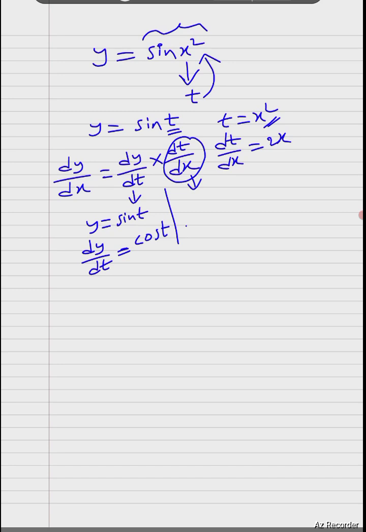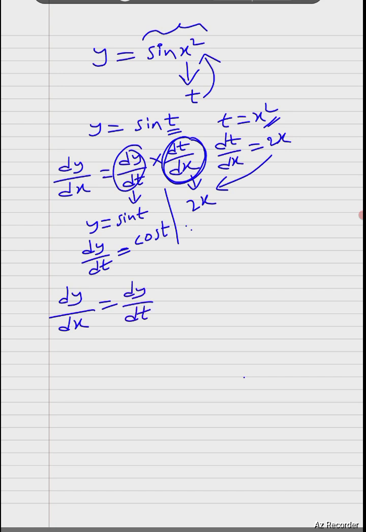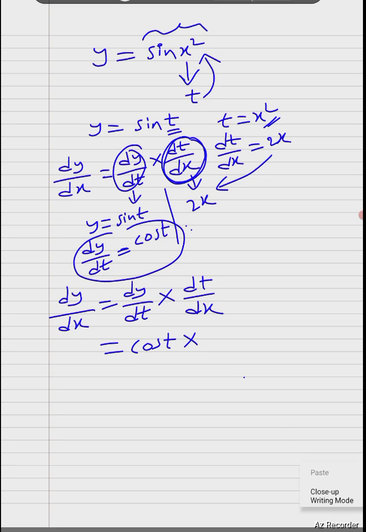Okay. Now I have the value of dy by dt. I have the value of dt by dx. What is dt by dx? It is 2x. Now simply put these two values in the dy by dx expression. That is dy by dt into dt by dx. So what is dy by dt? dy by dt is cos t. Cos t into what is dt by dx? dt by dx is 2x, isn't it?